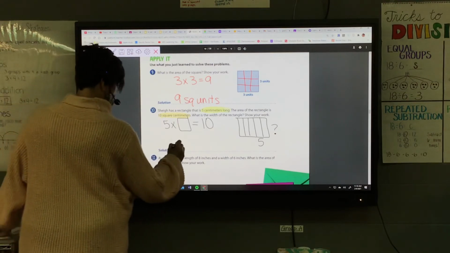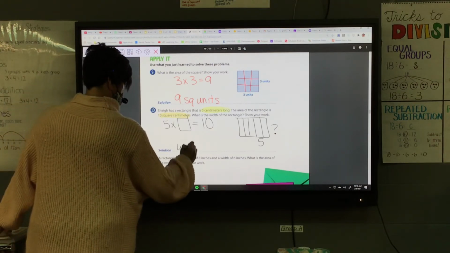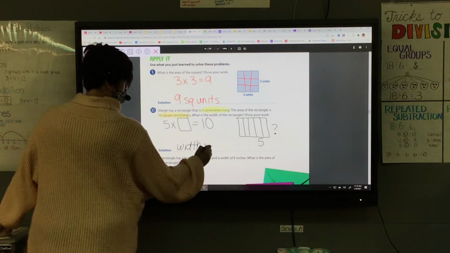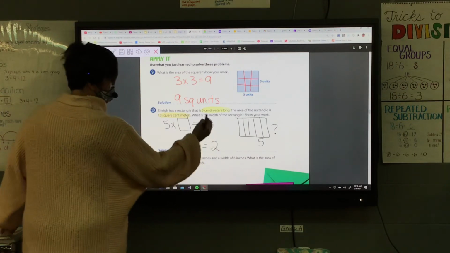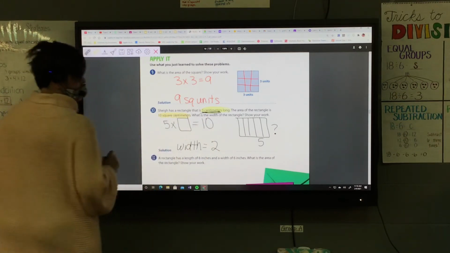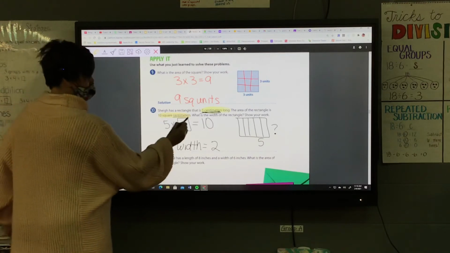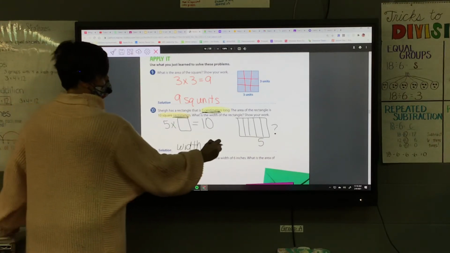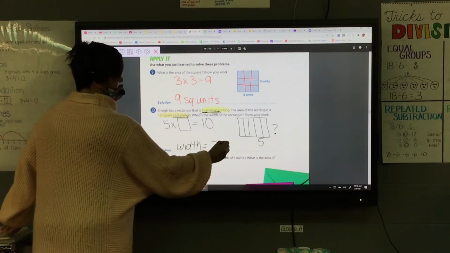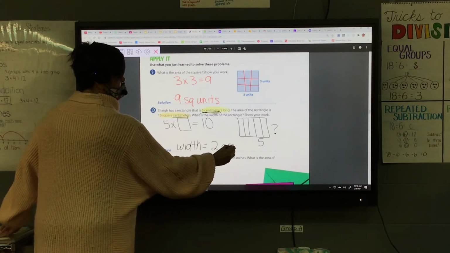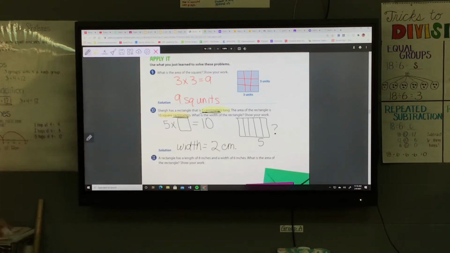So the width equals 2 what? 2 centimeters. Can we abbreviate that? I would rather, would you? 2 centimeters.